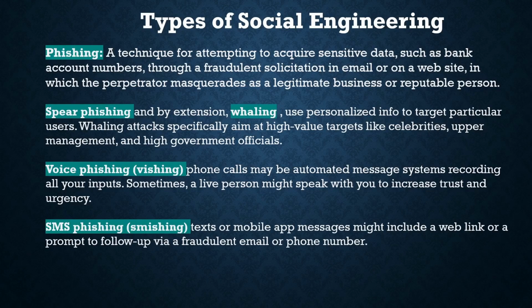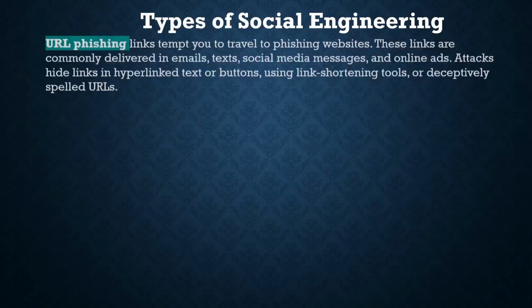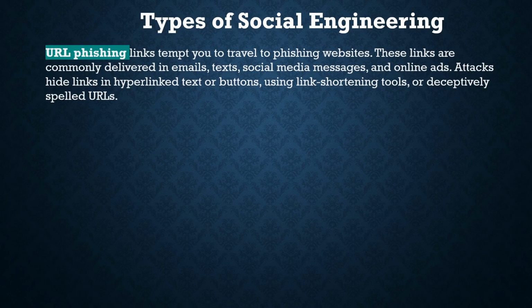Next is SMS phishing, or smishing. A text or mobile app message might include a web link or a prompt to follow up via a fraudulent email or phone number. So smishing is related to fraudulent text messages the attacker will send you. Next attack is URL phishing. URL phishing links tempt you to travel to a phishing website. These links are commonly delivered in emails, texts, social media messages, and online ads. Attackers hide links in hyperlinked text or buttons using link shortening tools or deceptively spelled URLs.